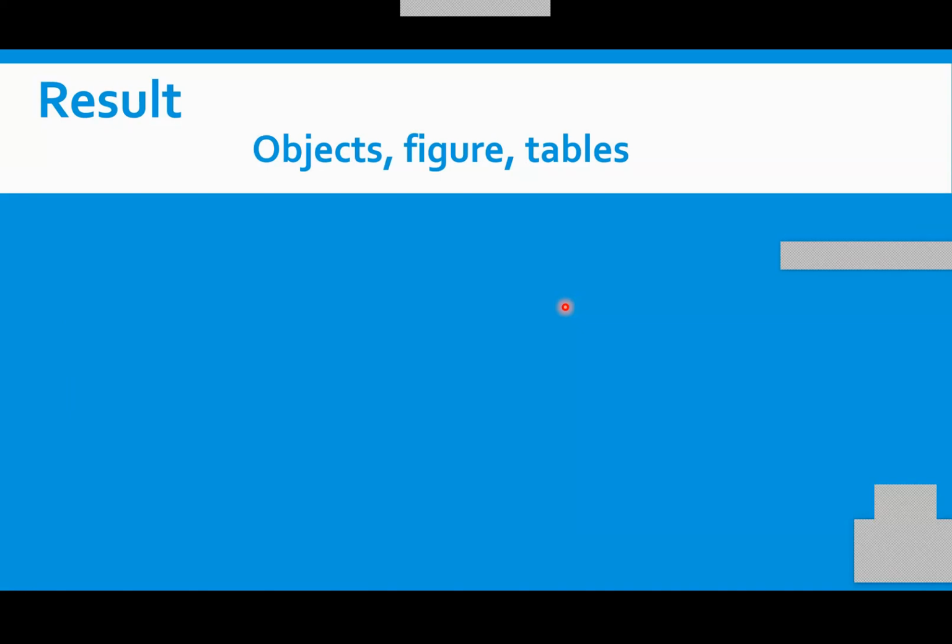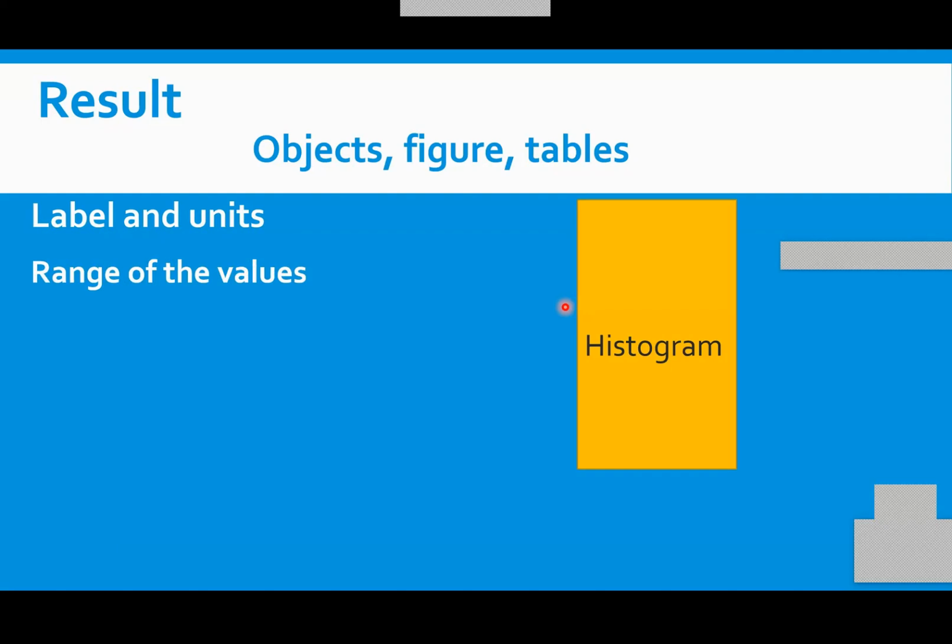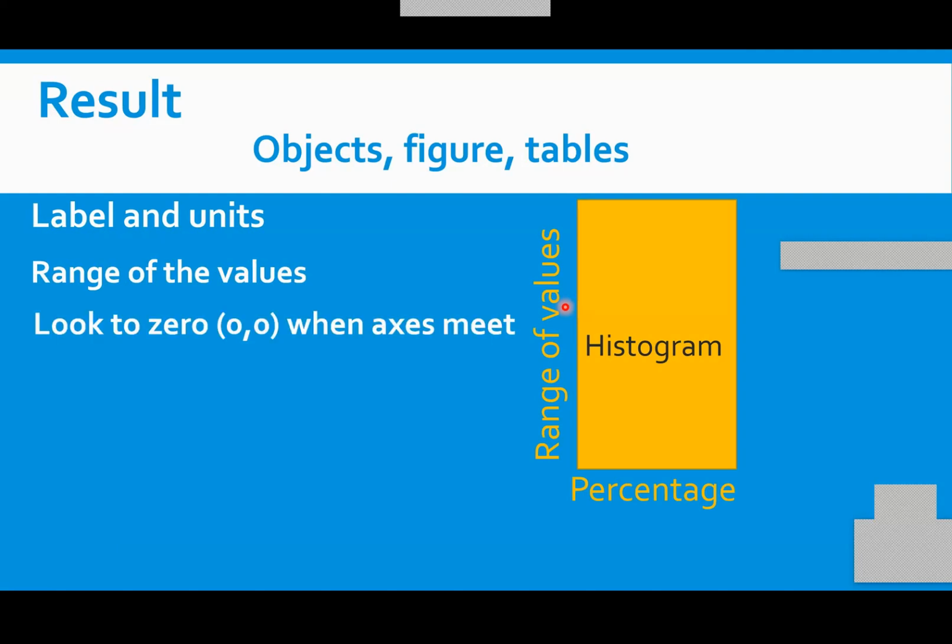And the results are usually presented in objects, in figures, tables, and facts. When you read a result, look at the tables, look at the label, and look at the units. Okay? Look at the range of the values. So for example, if you have a histogram, you will have the range of the values and you have the percentage. Okay? And please remember, when you look at the table, look if there are zeros. When the X and Y meet, is it zeros or no zeros? Very important when you review the article.